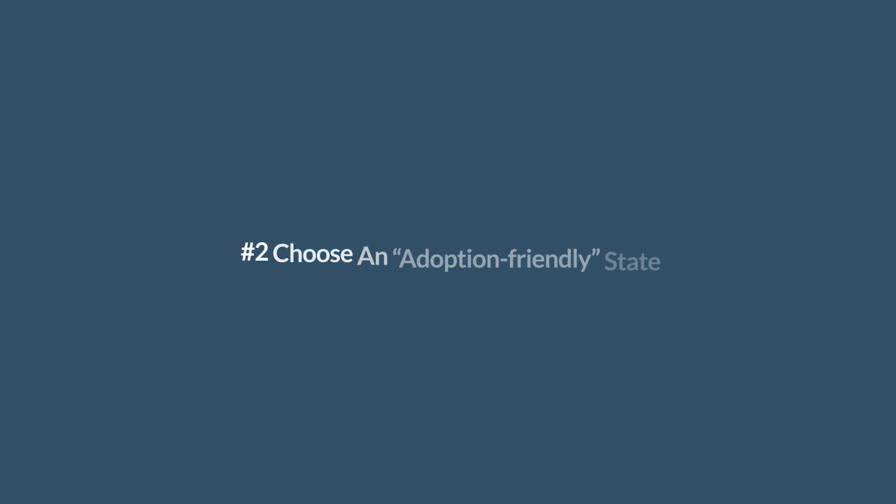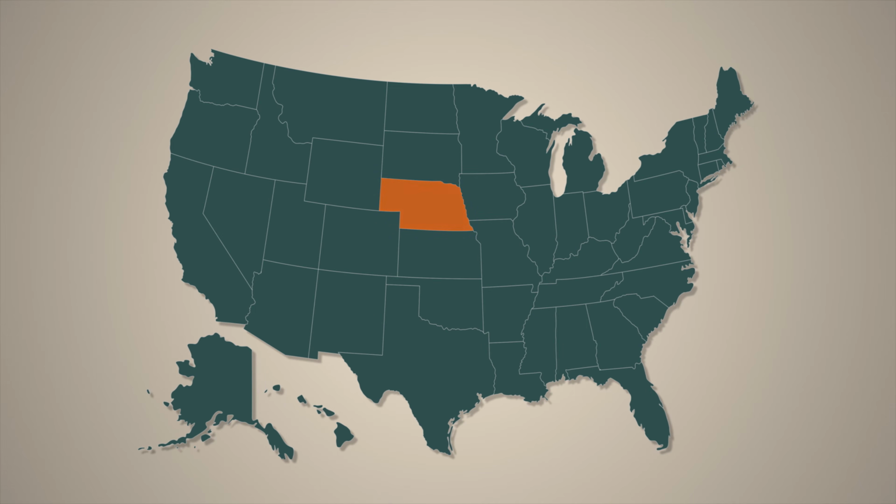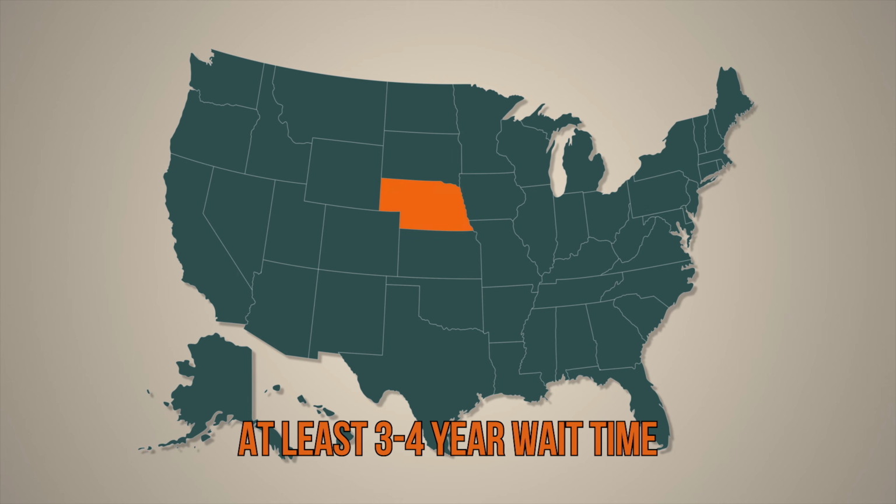So a second way to choose the agency that you want to work with is by choosing it based on a state that gives you a lot of opportunity to adopt. So what do I mean by that? Not all states are adoption friendly. For example, if you adopt out of Nebraska, which is where I am, you are guaranteed to wait at least 3 to 4 years to even hope to be matched with a birth mom. Why? Because Nebraska is not an adoption friendly state.